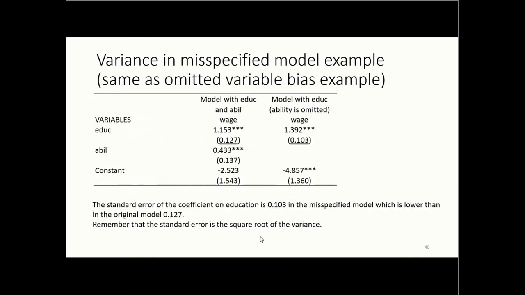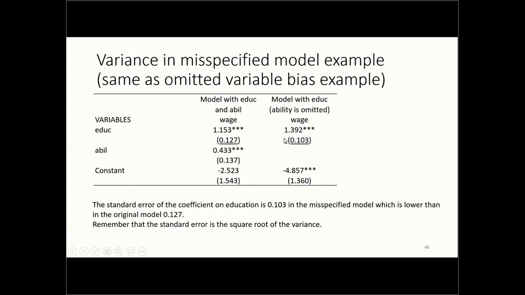Okay, so let's give you an example, and that's exactly the same example as the omitted variable bias. Here is the correctly specified model of wage depending on education and ability. These are the coefficients that we talked about before. And here's a model where wage is only regressed on education, but we are skipping ability. So ability is omitted and therefore is missing from the regression, an omitted variable. We talked about how this coefficient is biased, and it overestimates the effect of education.